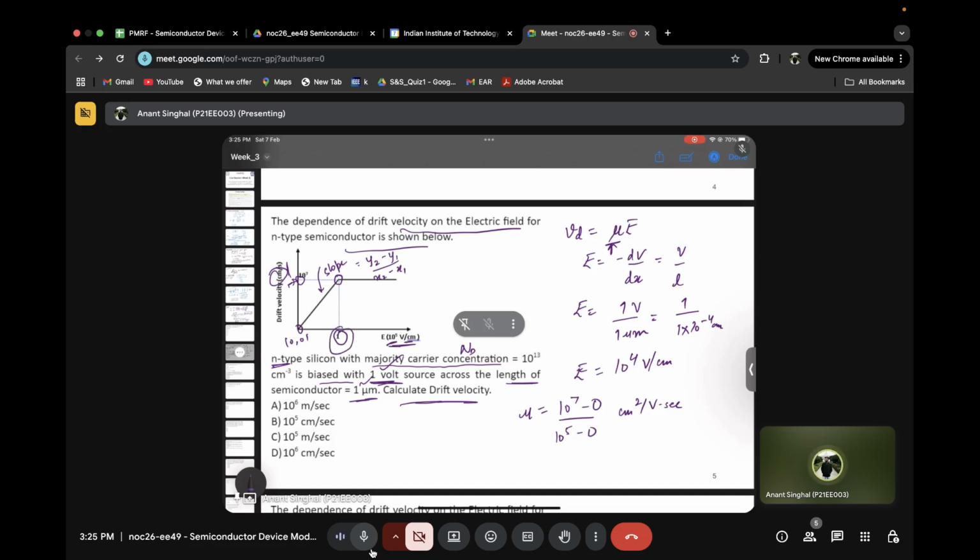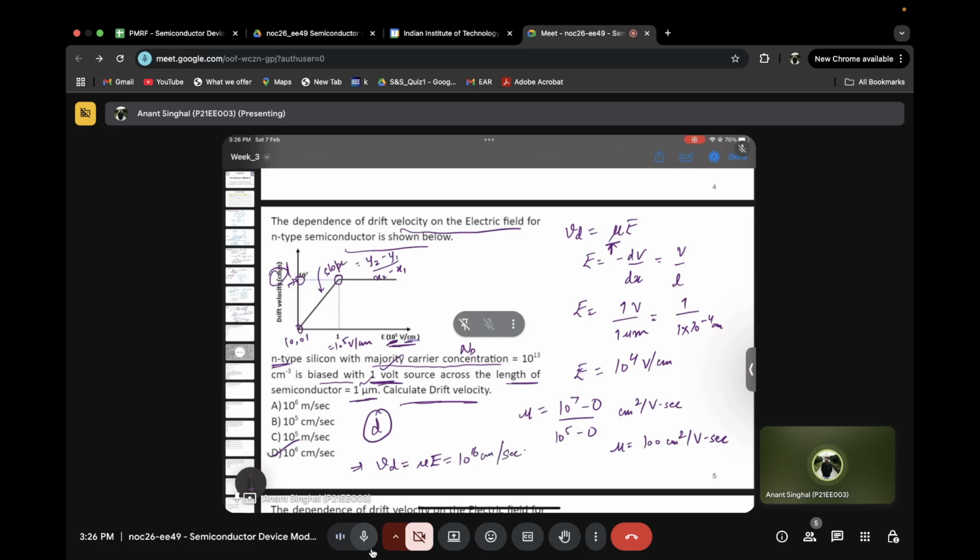Oh, this value is 1 and this is in 10 to the power 5. So this value is actually 10 to the power 5 volt per centimeter. So the mobility will come out to be 100 centimeter square per volt second. Now we need to calculate the drift velocity, and this is nothing but mu E. So it will come out to be 10 to the power 6, which is option D. Sorry, it is a velocity, so this should be centimeter per second.